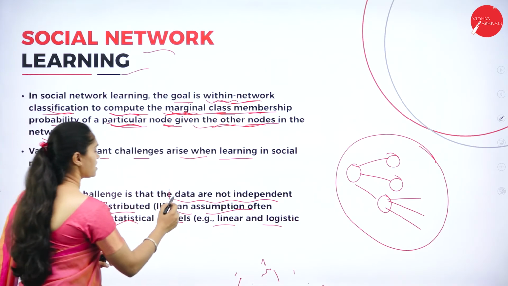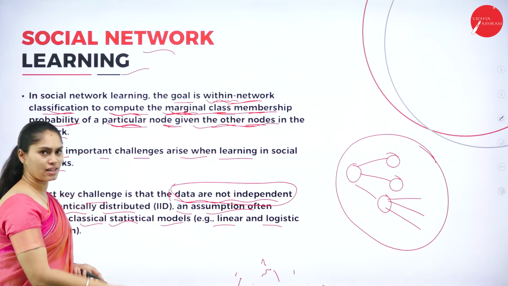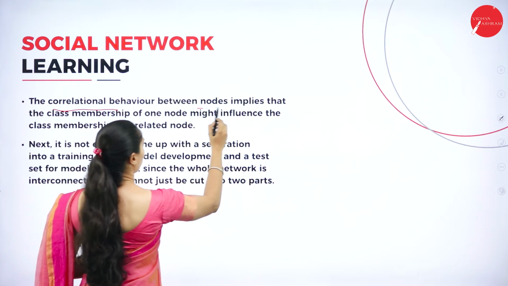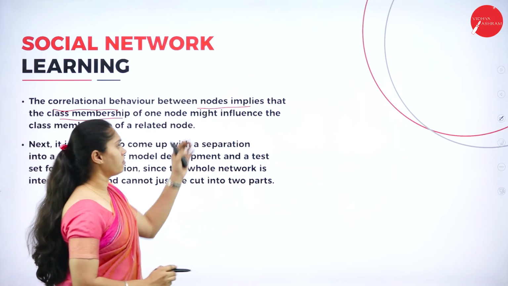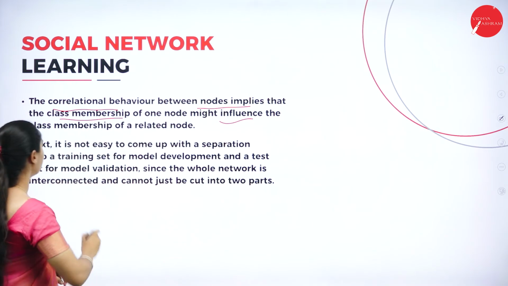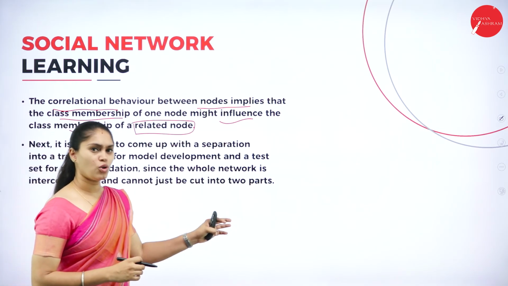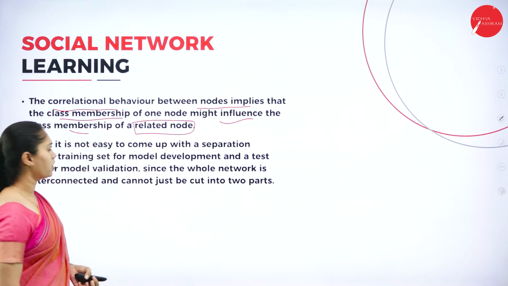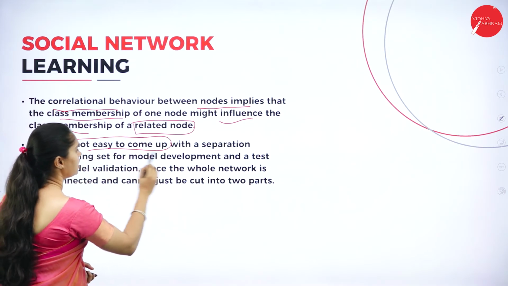The main challenge is that data is not independent. The data depends on other nodes, and the correlation behavior between nodes implies that the class membership of one node might influence the class membership of a related node. That means one node is going to influence another related node. And also it is not easy to compute with a separation.